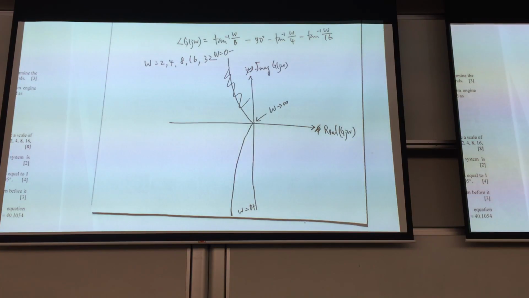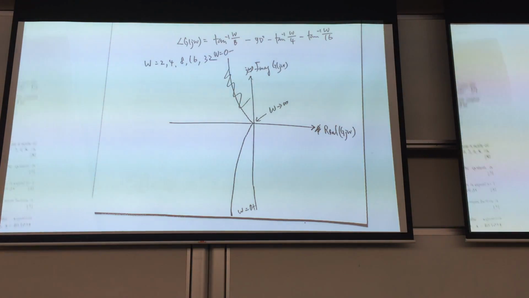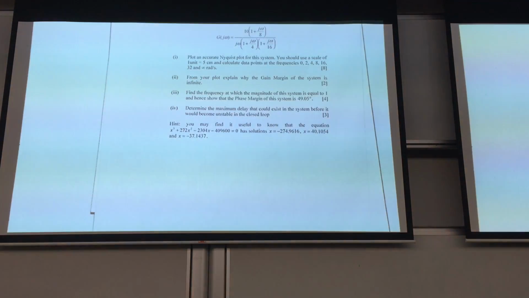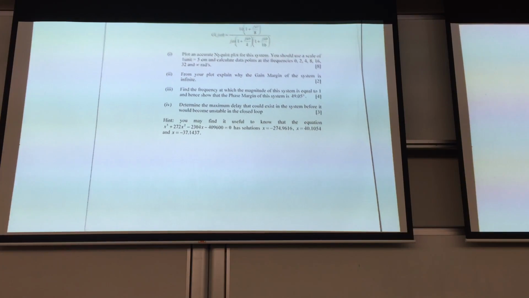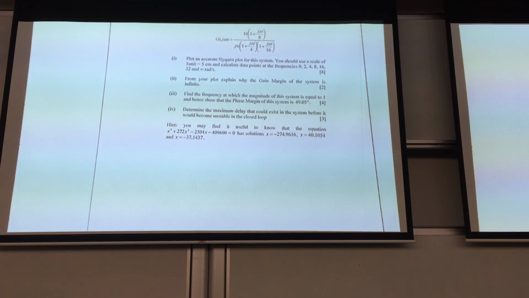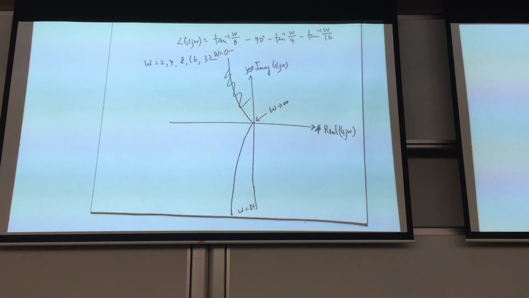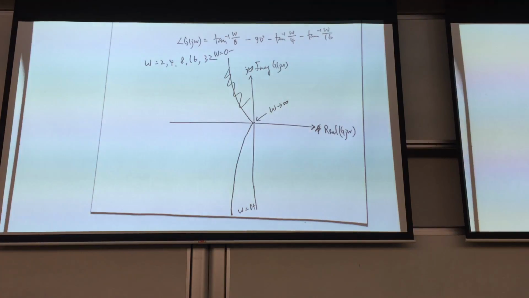Okay, so the next portion of it, they ask you to explain from your plot why the gain margin of the system is infinite. Why the gain margin of the system basically is infinite. So when you work it out, how do you plan to explain the gain margin is infinite?